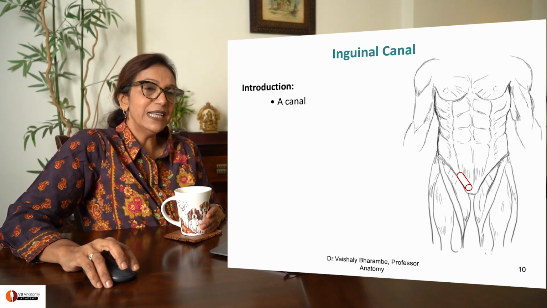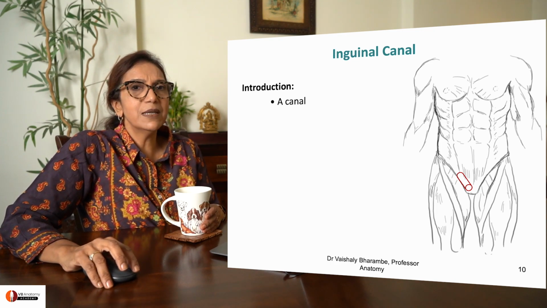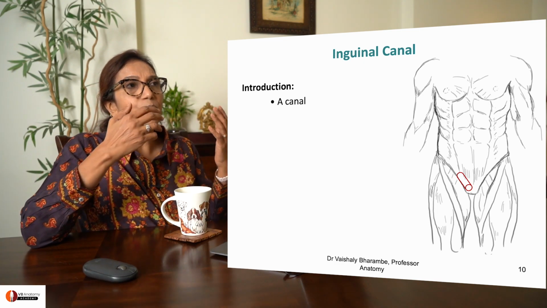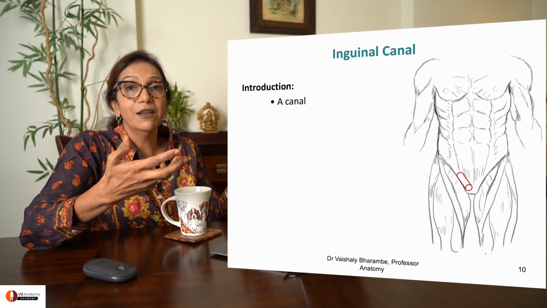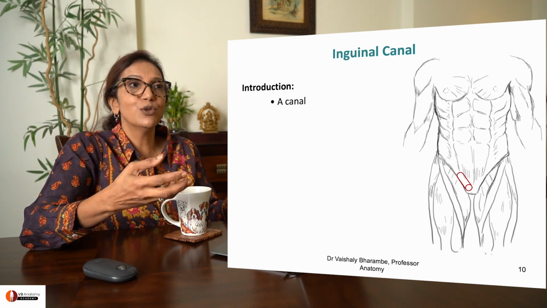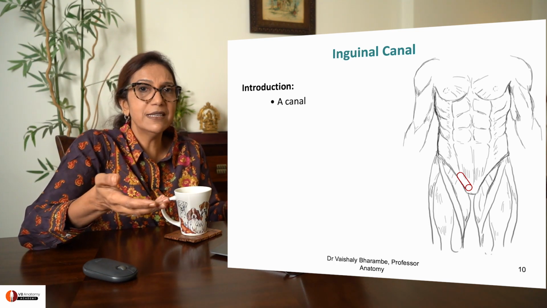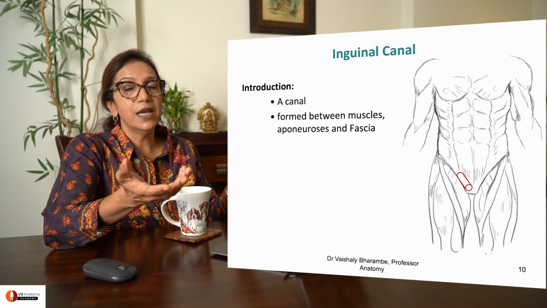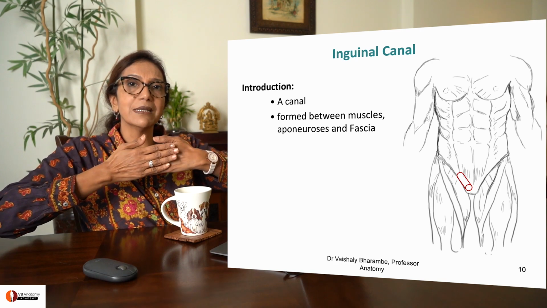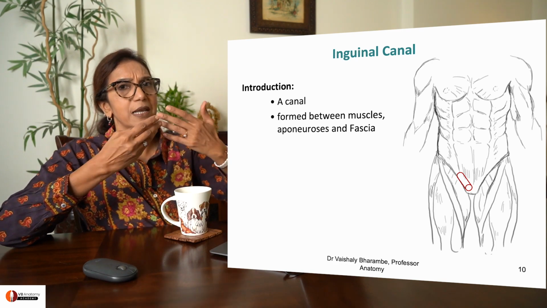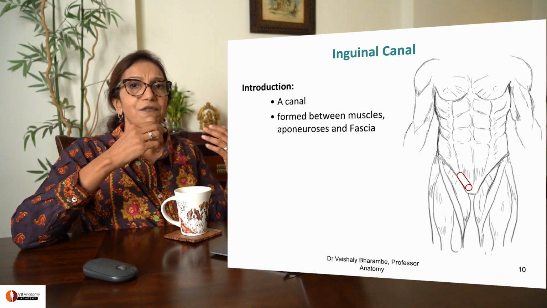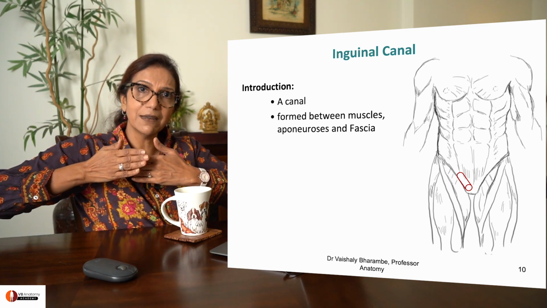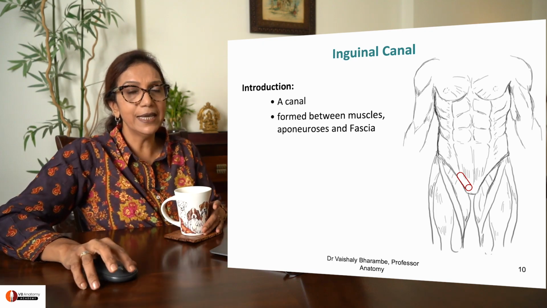Okay. I've always said that it's important to bring your mind into that anatomy. So, what is inguinal canal? Where is inguinal canal? So, as the name suggests, inguinal canal is a canal. Between what? It's a canal formed between muscles. Okay, so muscles, muscle aponeurosis and fascia. In between them, a kind of space gets created. That space is inguinal canal.